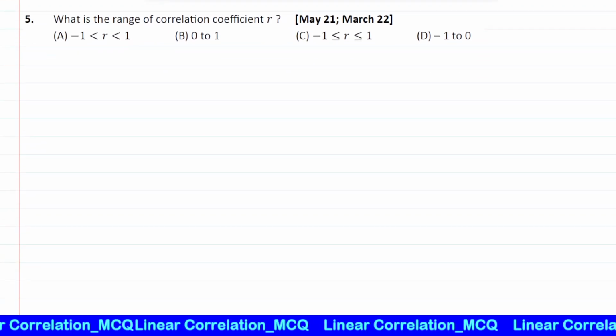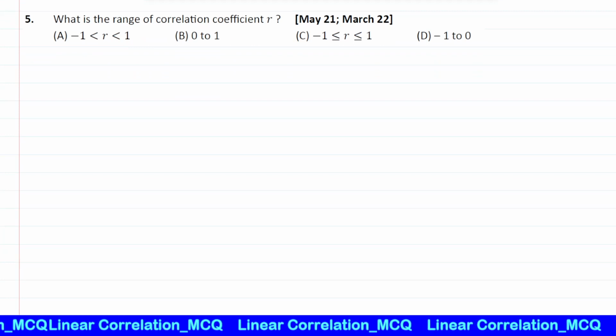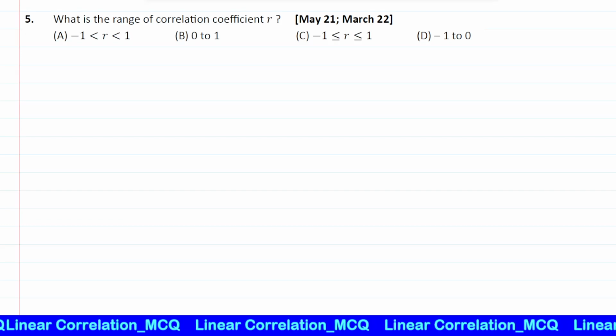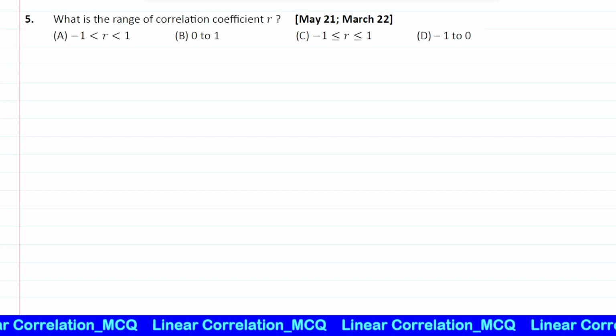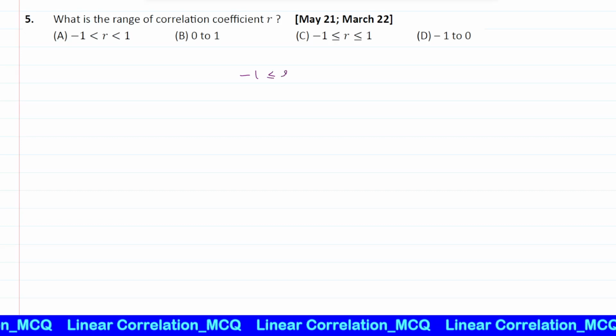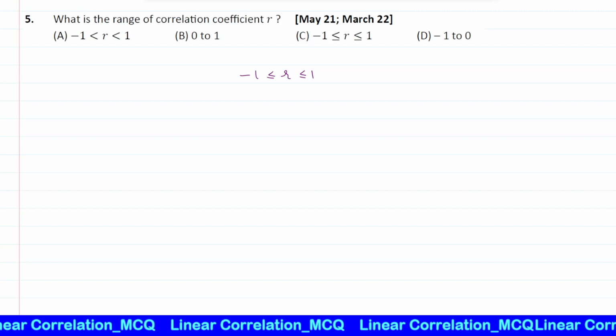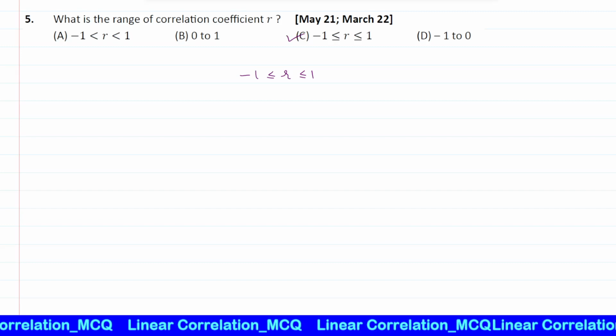Question number 5 is also asked in board examination May 21 and March 22. What is the range of correlation coefficient r? r always lies between -1 and +1, including the limits: -1 less than or equal to r less than or equal to 1. It is given in option C. Option C is correct option.